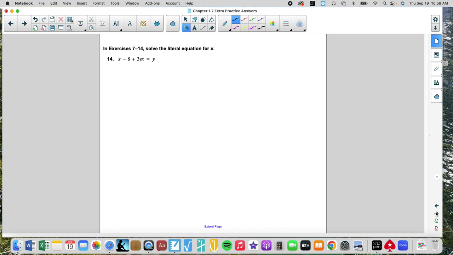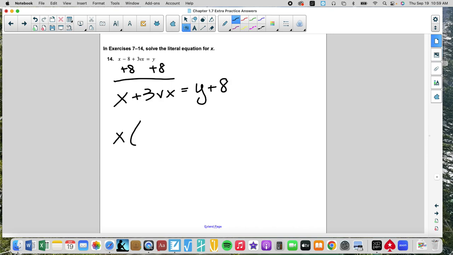Solve the literal equation. I'm going to get rid of that constant that's hidden in between there. X plus 3vx equals y plus 8. I'm going to factor out the x. Ooh, this is tricky. If I take x from x, I'm not left with 0. I'm left with 1. Remember, it's like a form of division. And if we distribute it back out, we should make sure that we end up with that statement above.